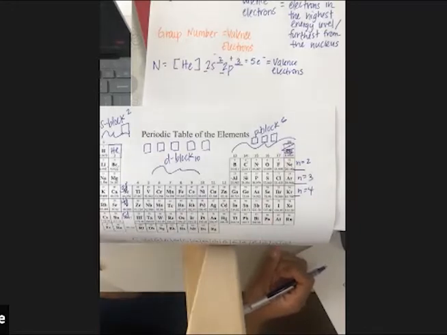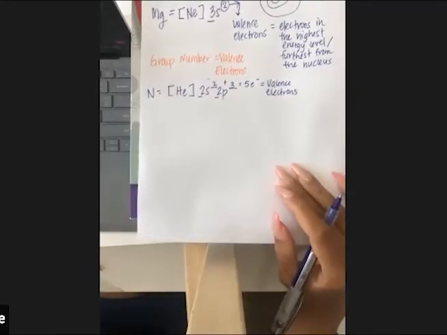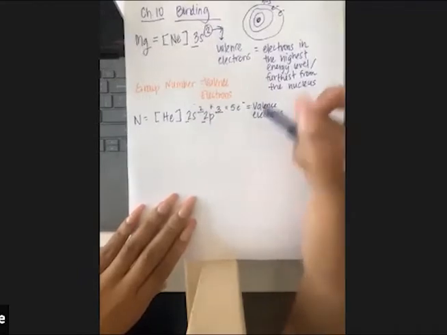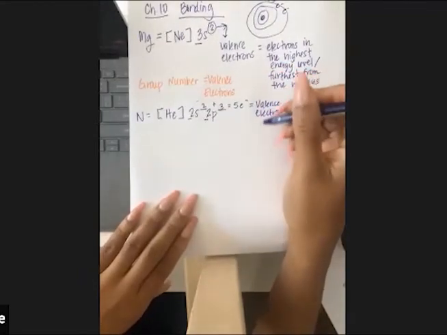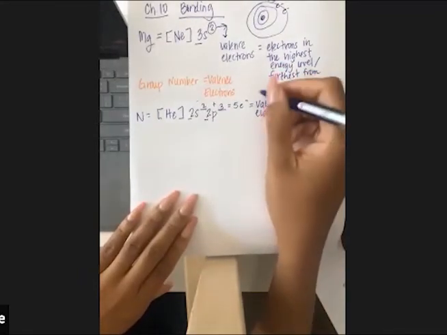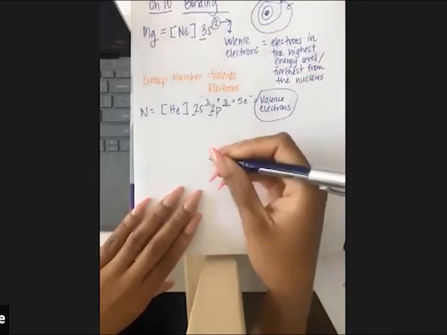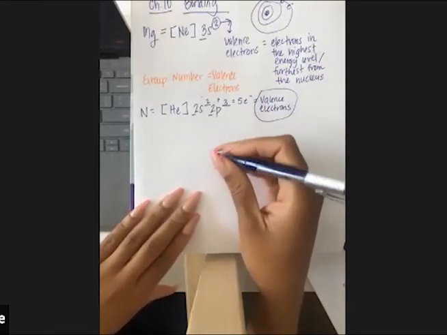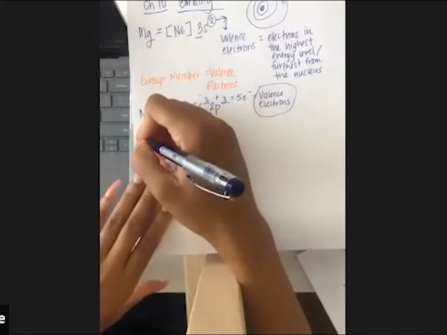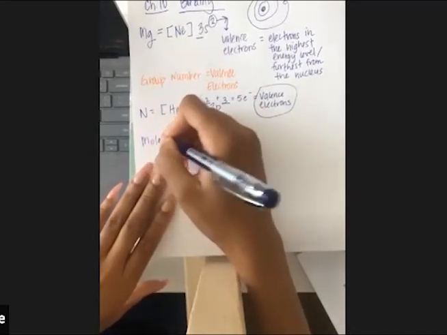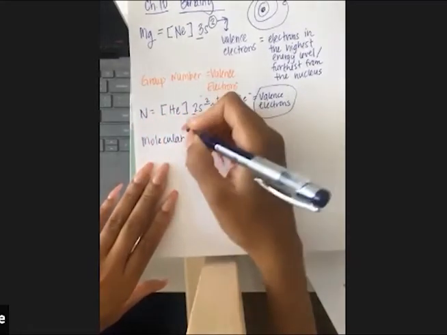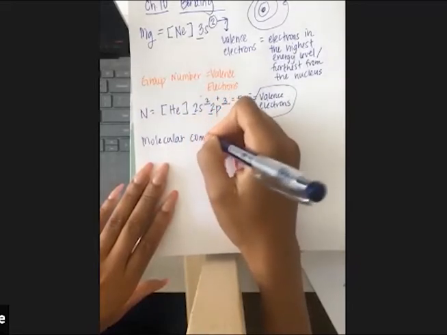All right, so if I keep going and I talk about bonding, atoms are going to bond together with the valence electrons. Those are the electrons that they're going to use to bond together. So let me just refresh your memory, saying that we have molecular compounds.